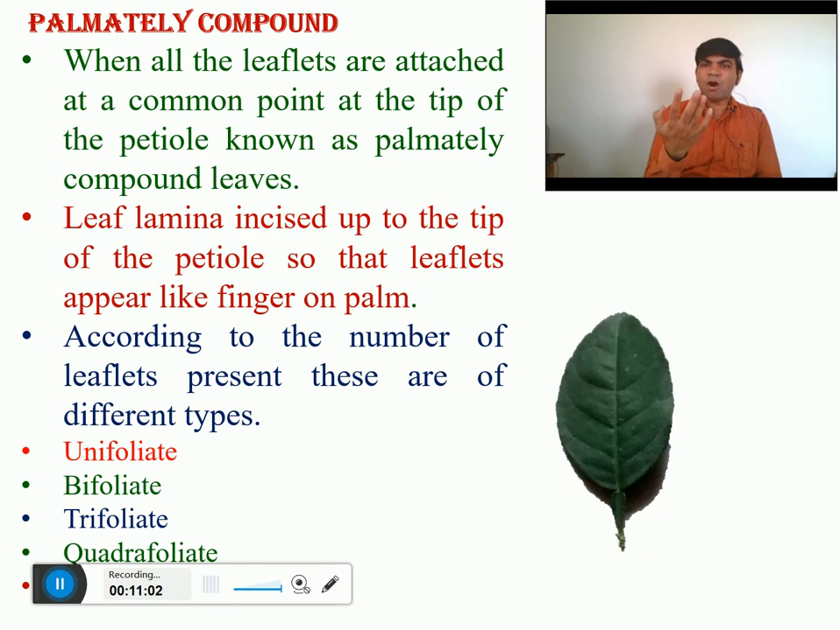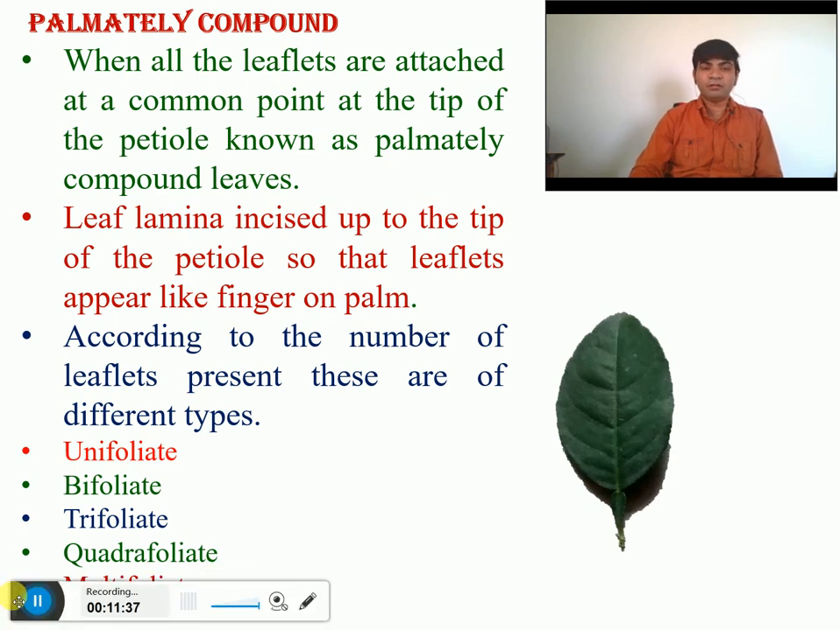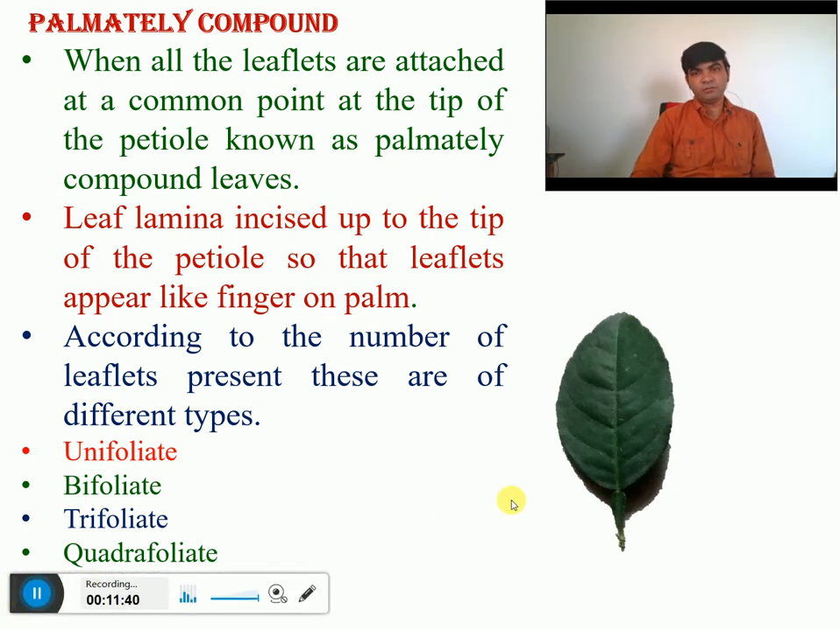Like our palm, on which the fingers form from a single point, there is an incision between these fingers. These fingers are separate from each other, but joined at a common point. So that's why this is called the palmately compound leaf. According to the number of leaflets present, these are of different types: unifoliate, bifoliate, trifoliate, quadrifoliate, and also another type called the multifoliate palmately compound leaf.